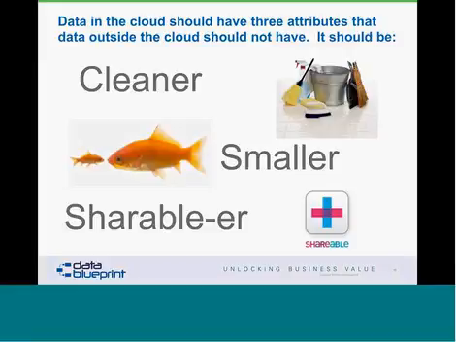If it's not cleaner inside the cloud than outside the cloud, then people will continue to use the data that is outside the cloud. If it's smaller, it will be easier for people to get their hands around, to understand what is there, and to create the third attribute, which is more shareability. Again, we want our data to be cleaner, smaller, and more shareable.